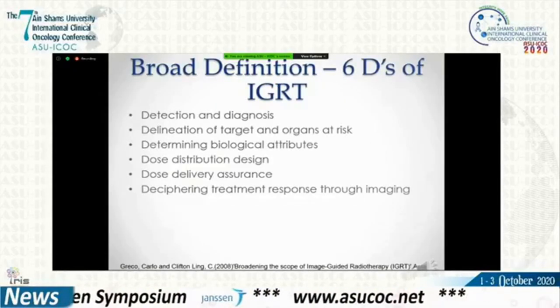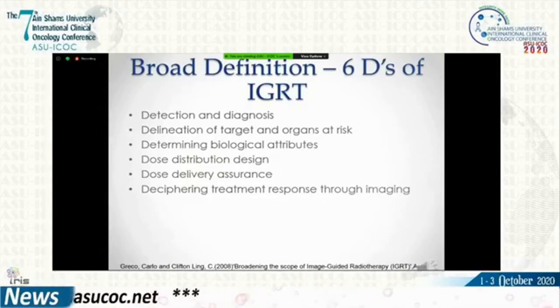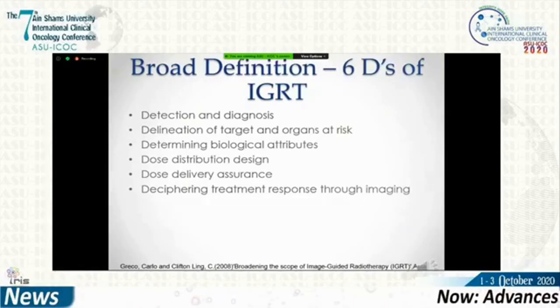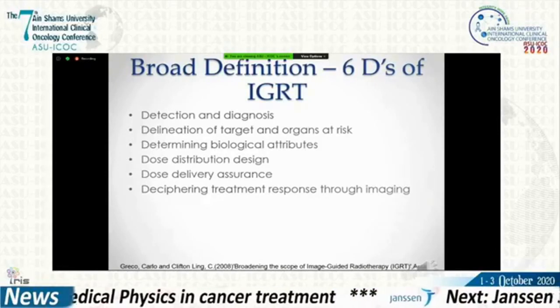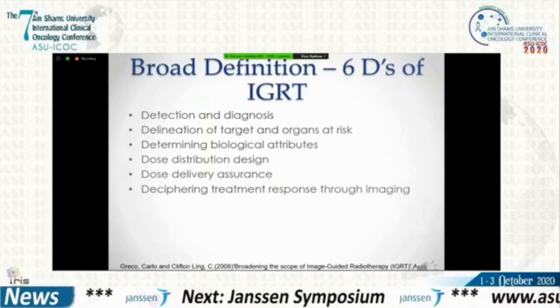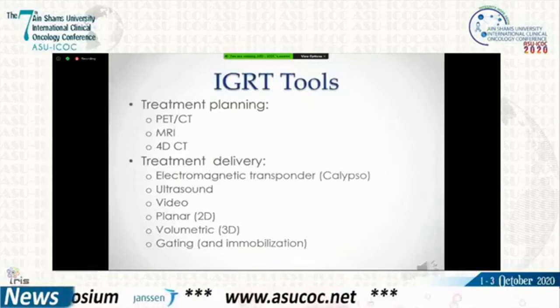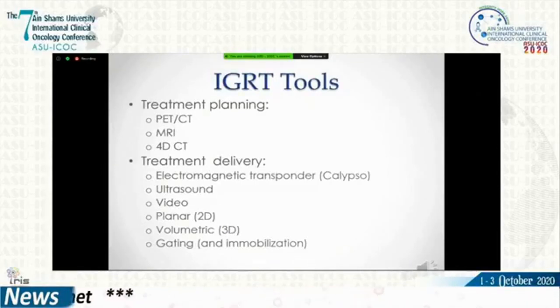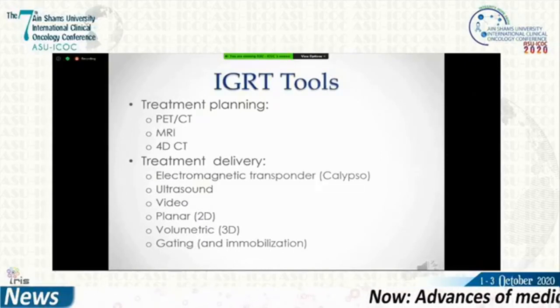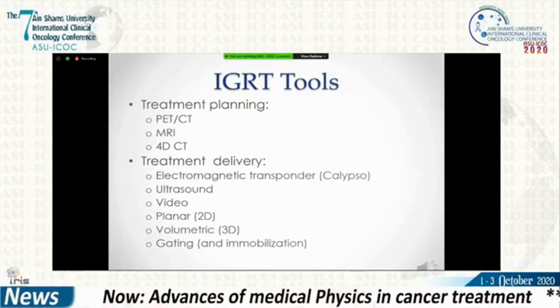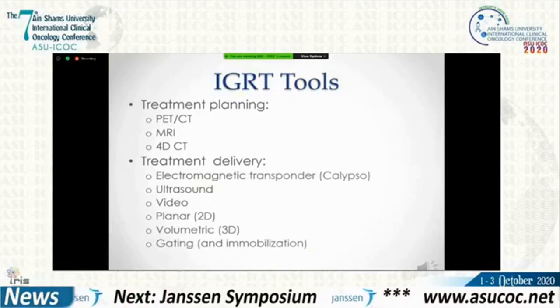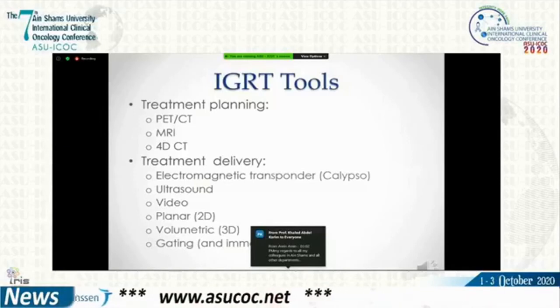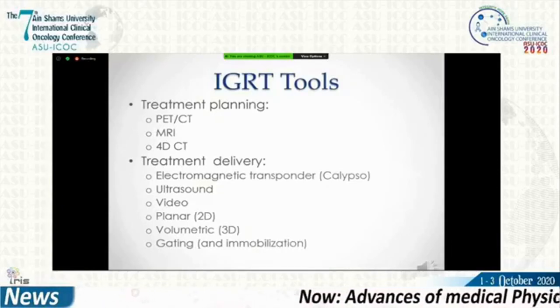Some definitions for IGRT, like the 6 Ds of IGRT: detection and diagnosis, delineation of the target and organ at risk, determination of biological attributes, dose distribution design, dose delivery assurance, and screening treatment response through imaging. IGRT tools: we see many tools used in IGRT treatment planning, such as PET-CT, MRI, CT, and 4D CT to control the imaging of patient motion. For treatment delivery there are electromagnetic transponders like Calypso, ultrasound, video, planar 2D, volumetric 3D, gating, and immobilization.